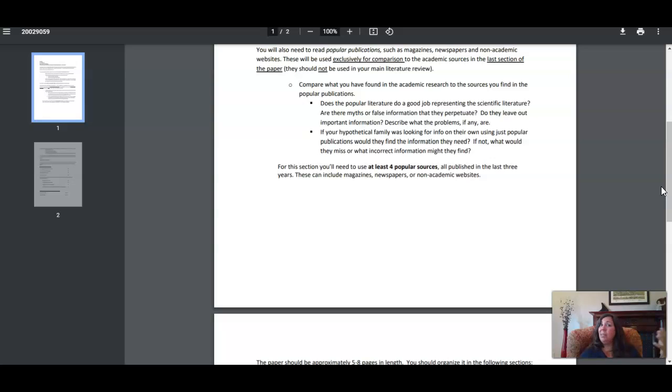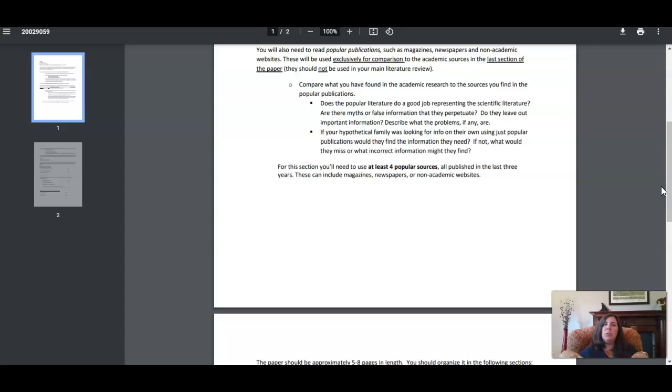And the average person, even you and me in an average day, is going to just Google. And so for this last section, where I want you to compare what the average person would find to what you've found through your peer-reviewed research, you're going to just Google your topic and see what comes up. Just take like 4 things from the first return on the Google search.